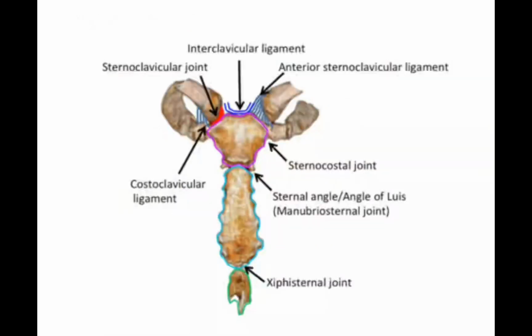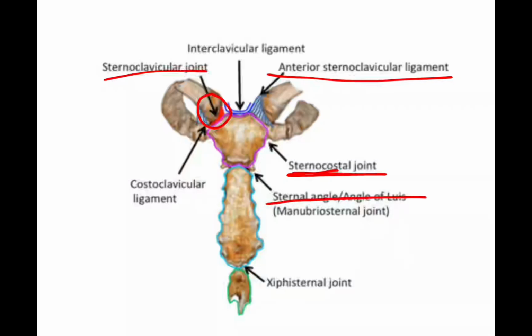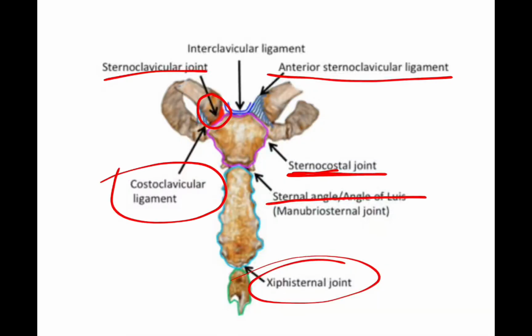So as you can see, these are the joints. We have the sternoclavicular joint, which is between the sternum and the clavicle. We have the anterior sternoclavicular ligament, the ligament that helps to support the sternoclavicular joint. We have the sternocostal joint, which is between the sternum and the costal cartilages of the ribs. We have the sternal angle of Louis, which is also called the sternal angle or the manubriosternal joint. We have the xiphisternal joint, and we have the costoclavicular ligament.